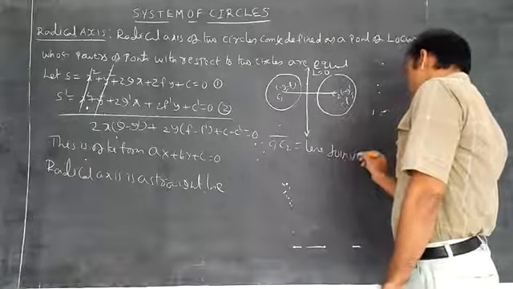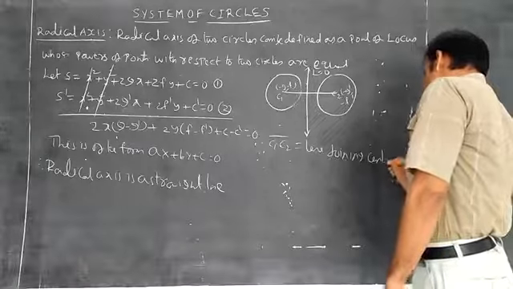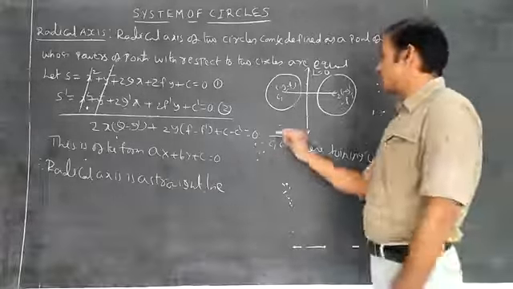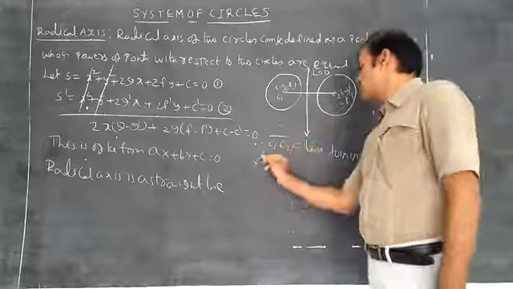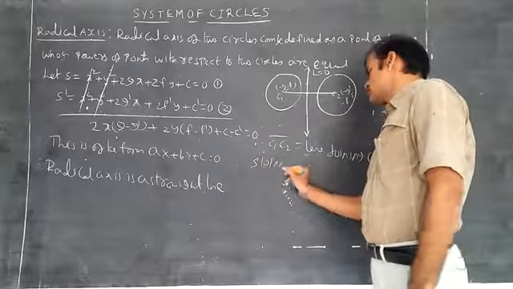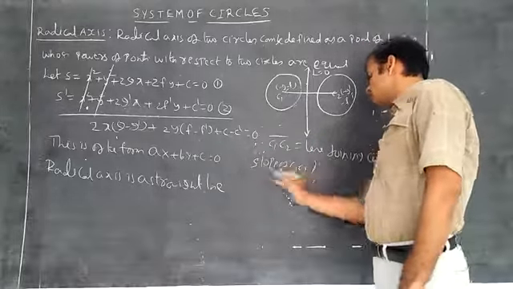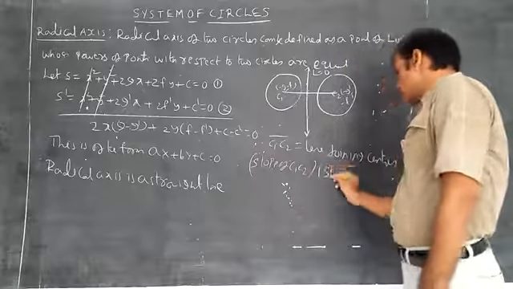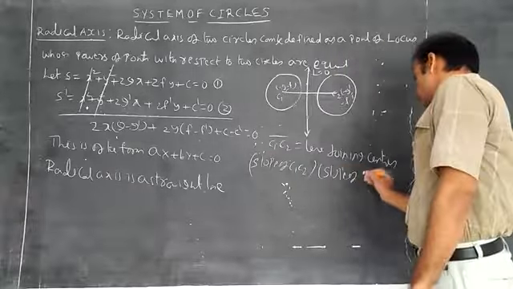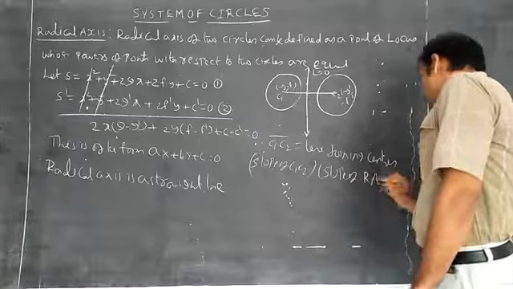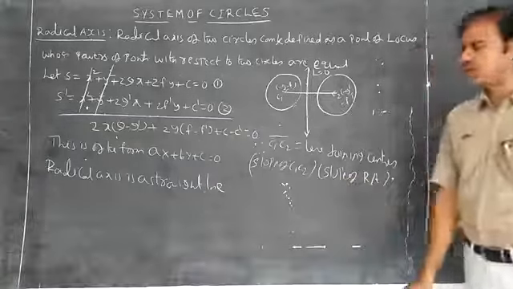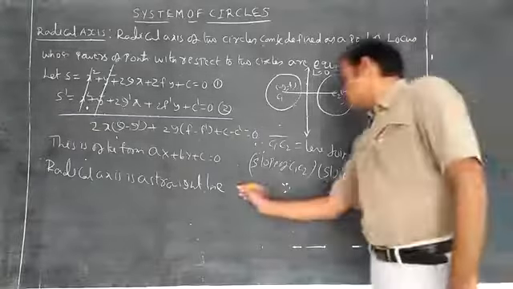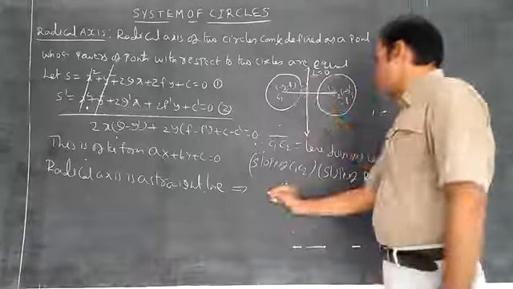Line joining centers. Now let us discuss the slope of C1C2 into the slope of the radical axis. Slope of RA. Hereafter I mention RA, which means radical axis. Now let us discuss the slope formula.